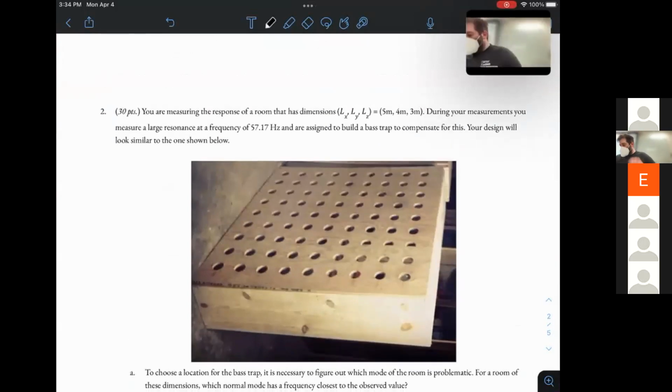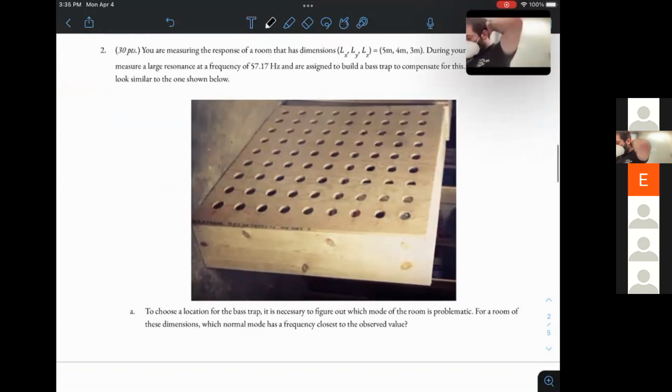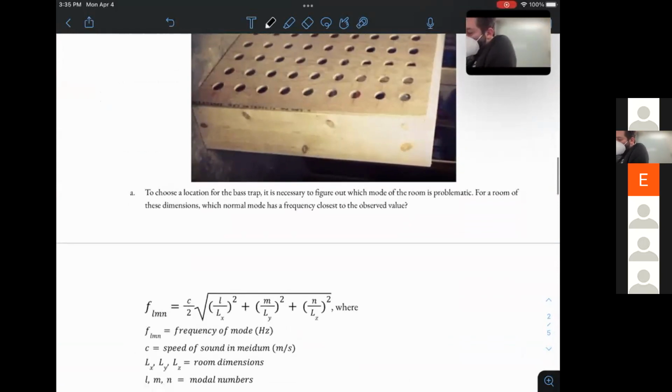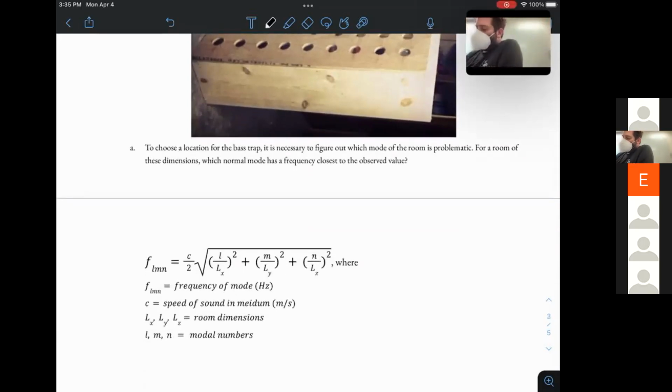We're going to talk a little bit about part 2 and then a little bit about part 3, but we're not going to do all of either of them. Part 2, you are measuring the response of a room that has dimensions LX, LY, LZ, and they are 5, 4, and 3 meters respectively. During your measurements, you measure a large resonance at a frequency of 57.17 hertz and are assigned to build a bass trap to compensate for this. Your design will look similar to the one shown below. To choose a location for the bass trap, it is necessary to figure out which mode of the room is problematic. For a room of these dimensions, which normal mode has a frequency closest to the observed value?